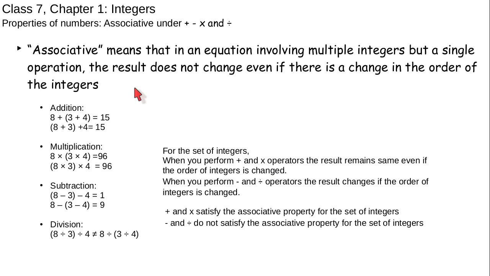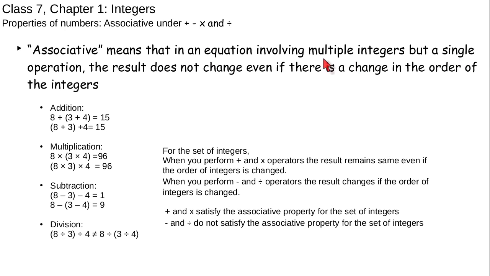Now, what is the associative property? Associative property means that if there is an equation that has multiple integers but a single operation, then the result does not change even if there is a change in the order of the integers. What do we mean by this?